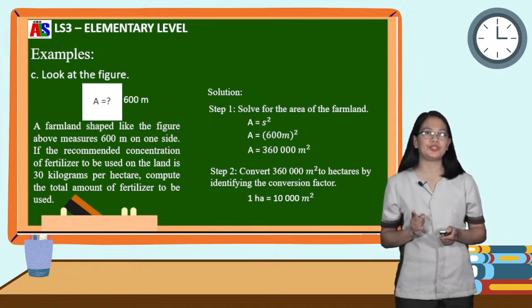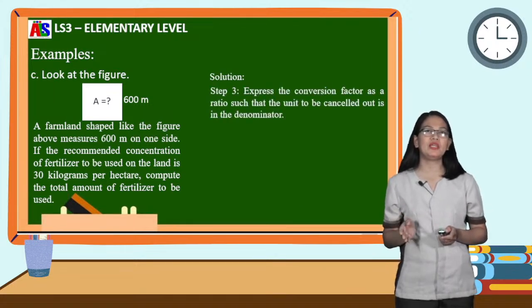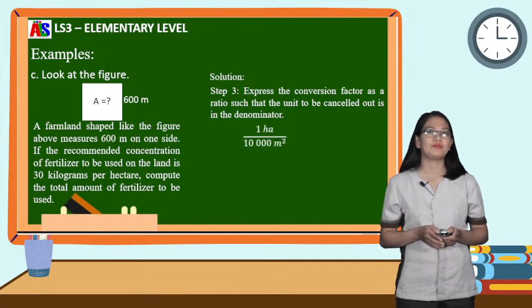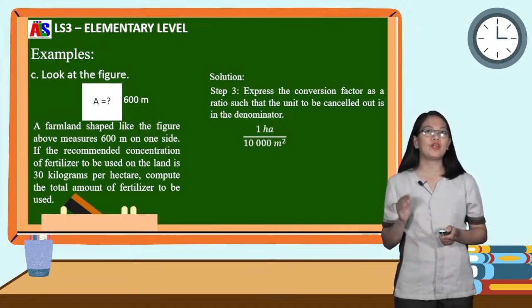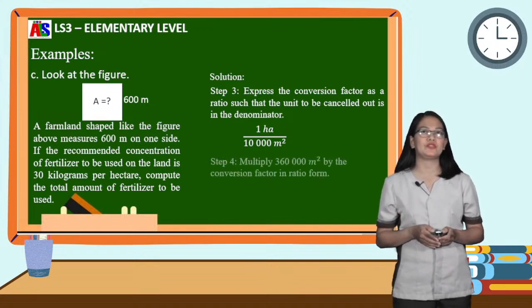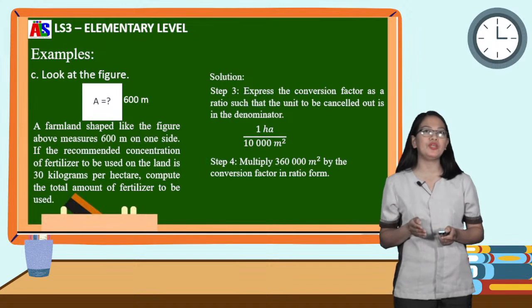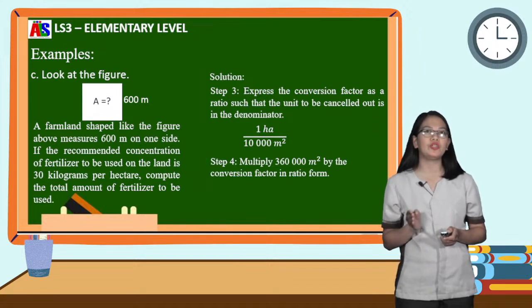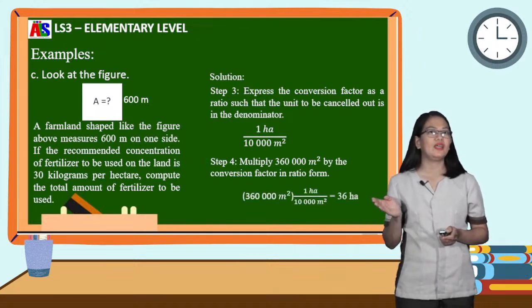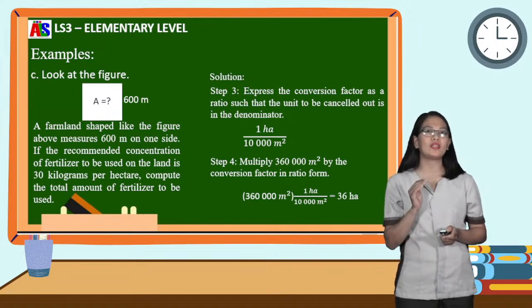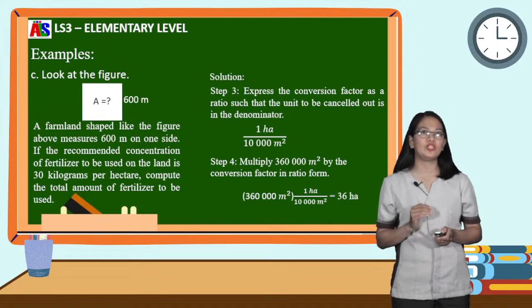Step 3. Express the conversion factor as a ratio such that the unit to be cancelled out is in the denominator. 1 hectare over 10,000 square meters. Step 4. Multiply 360,000 square meters by the conversion factor in ratio form. That is 360,000 square meters times 1 hectare over 10,000 square meters.